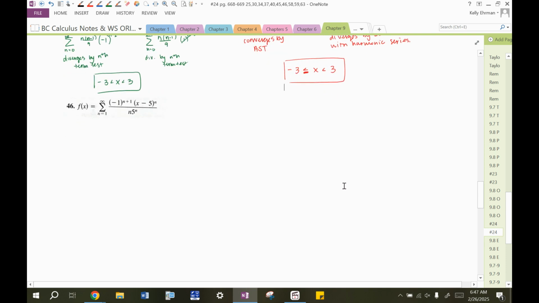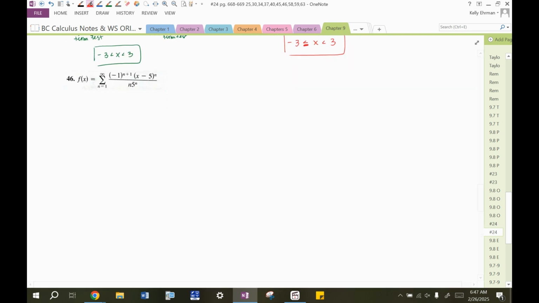Okay, let's take a look at 46. A bit more complicated. Same instructions. First, find the interval of convergence for f of x. So this one needs the ratio test because it's got lots of stuff happening. So limit as n approaches infinity of the absolute value. So this will be x minus 5 over n plus 1 over n plus 1 times 5 to the n plus 1. Multiply that by the nth term, the reciprocal of the nth term, I should say.